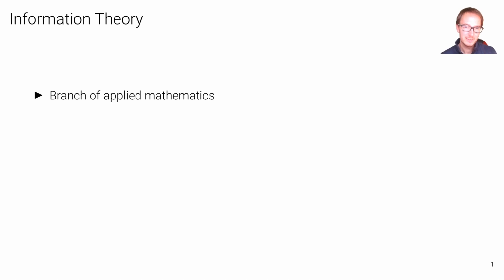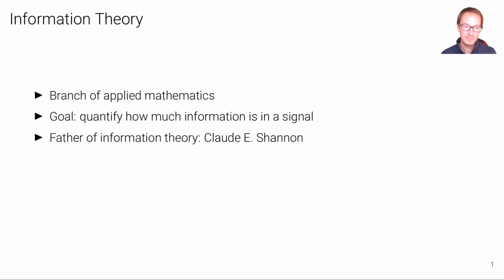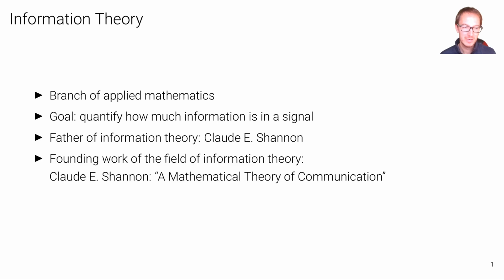Information theory is a branch of applied mathematics, and its goal is to quantify how much information is there in a given signal. And really the father of information theory is Claude Shannon, who in 1948 published the seminal work, A Mathematical Theory of Communication.